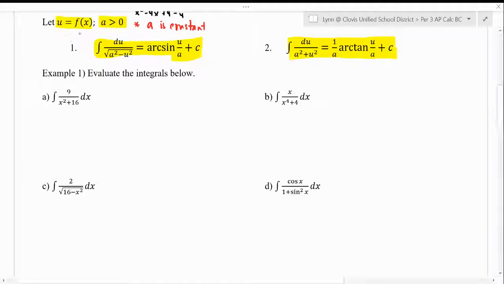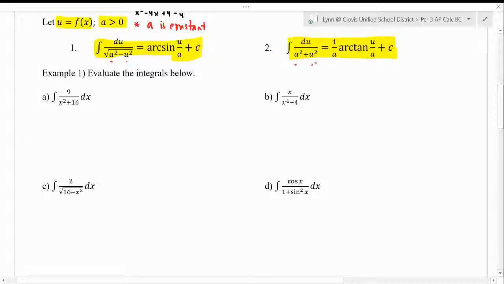And so we are trying to pay attention to the fact that a is a constant value, and then u is our function of x. So u is our variable term, a is our constant. So we are always going to be striving to get it into the format that's here, and this is where completing the square is going to come into play. We want to have our constant squared minus our variable term squared, or our constant squared plus our variable term squared. So we're going to know when we are working with arctangent and when we are working with arcsine based upon whether it is a subtraction problem, where we are square rooting, or we are just adding. Okay, so that's what we're looking for.